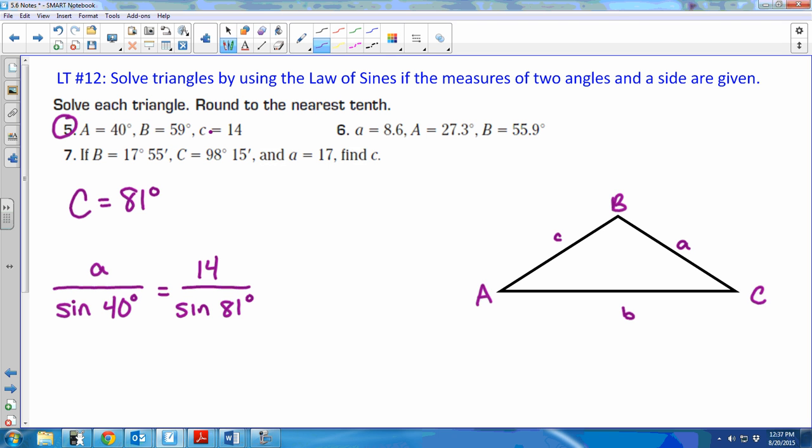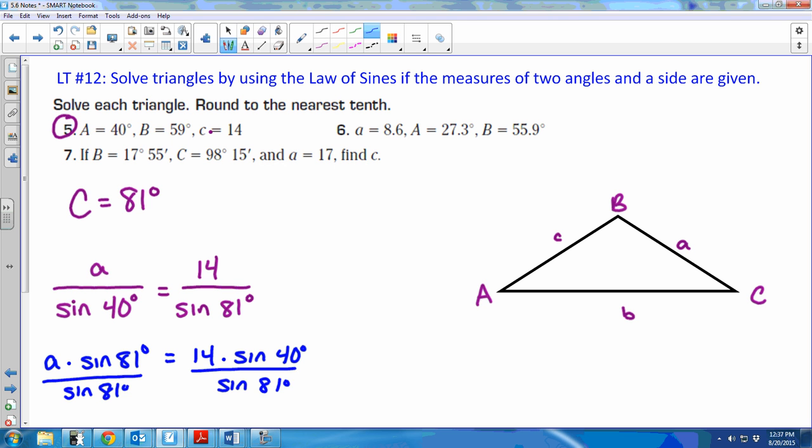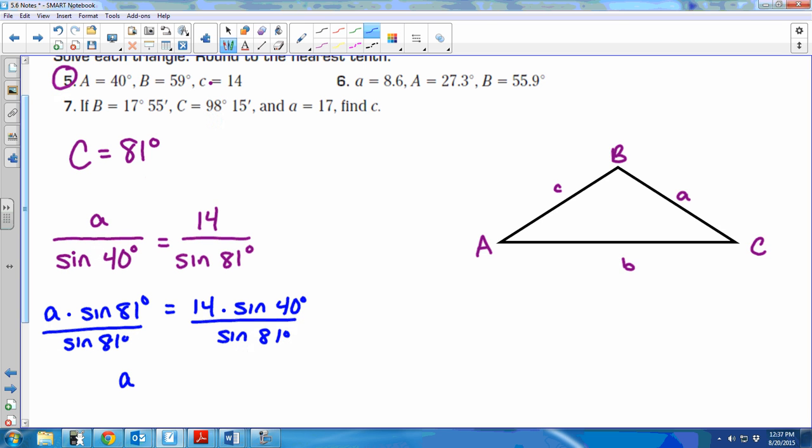All right, so far so good? Then we just cross multiply. So I have A times the sine of 81 degrees equals 14 times the sine of 40 degrees. And I'll have to divide by the sine of 81 degrees to solve for A. So we're going to type that into our calculators. Again, make sure your calculator is in degree mode.